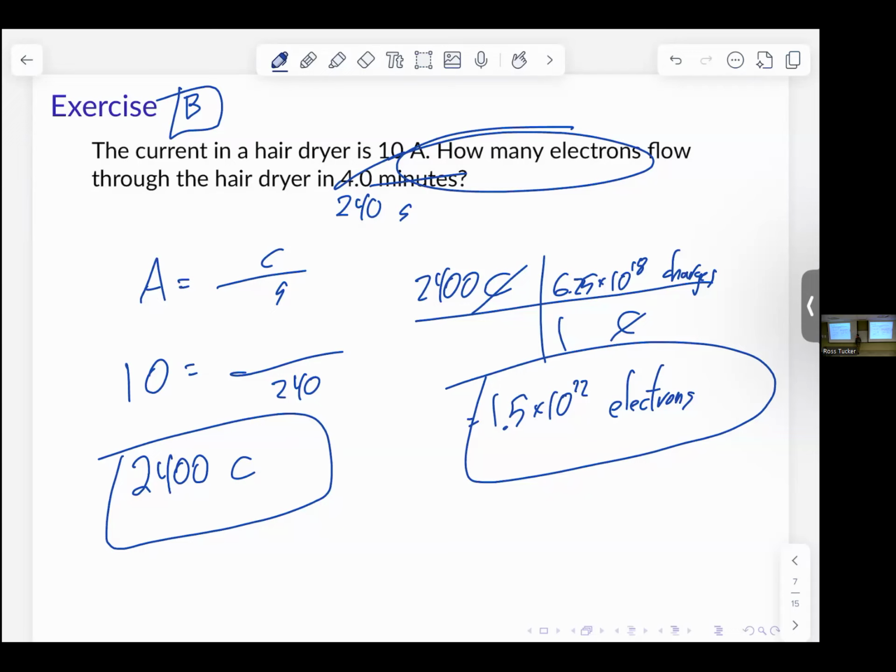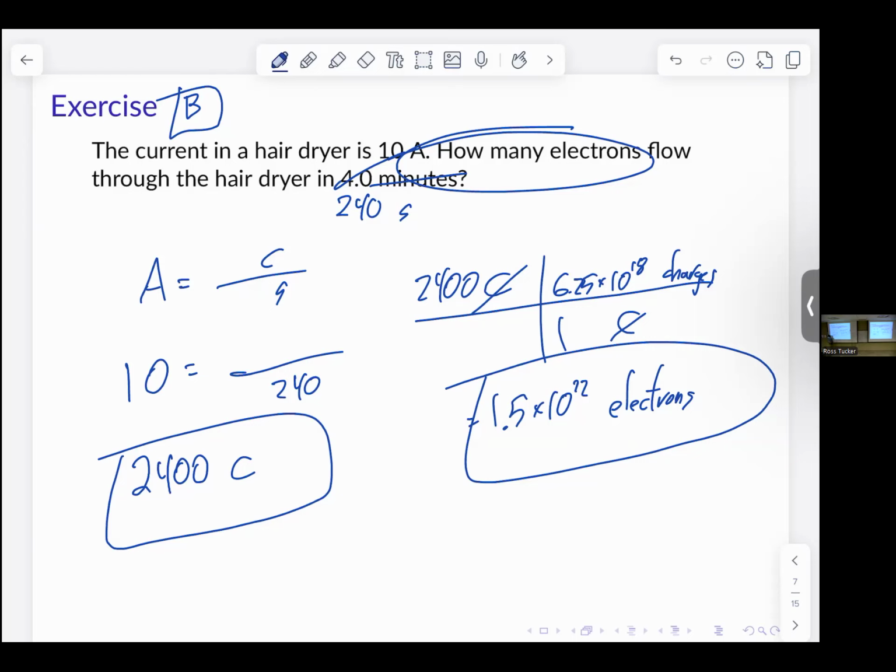But instead of measuring by the unit, the electron, the fundamental particle of it, we measure by multiples of 6.25 times 10 to the 18th. But we are going with the number of electrons. This question asked how many electrons. So I have to convert at the end of the day from the standard unit, coulombs, to the number of electrons.